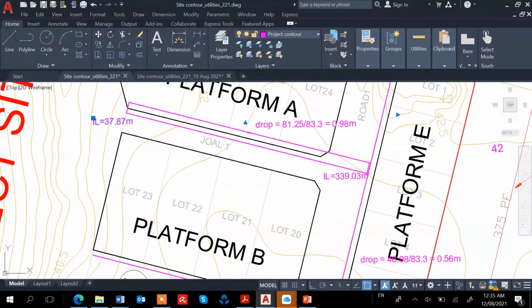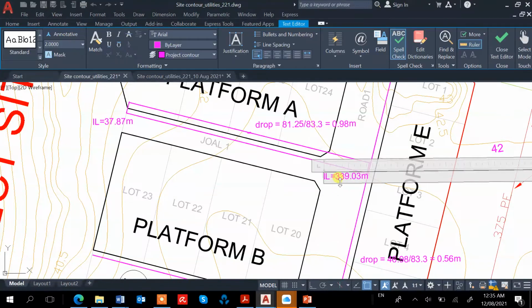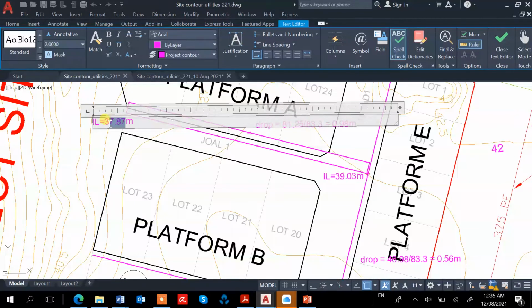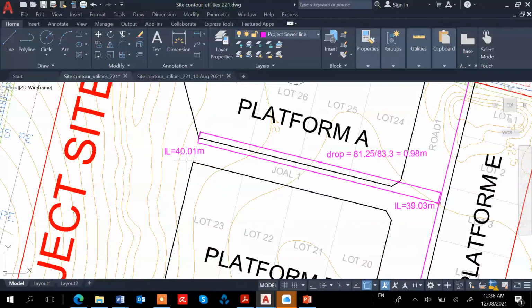So what will this be? Oh, this one is not 339, it is 39.03. So the invert level here will be 39.03 plus 0.98, which is 40.01 meter. Okay. So this is 40.01 meter.